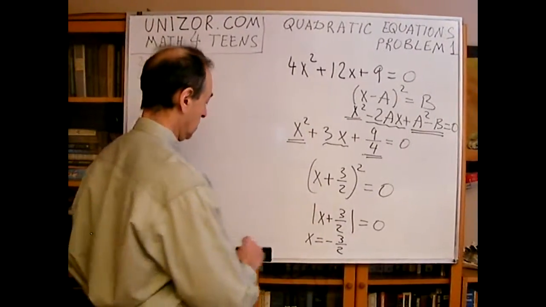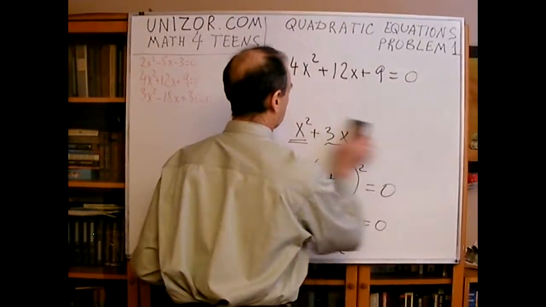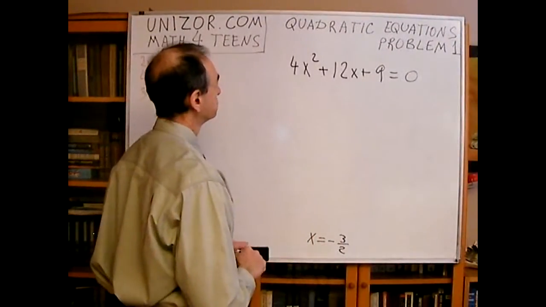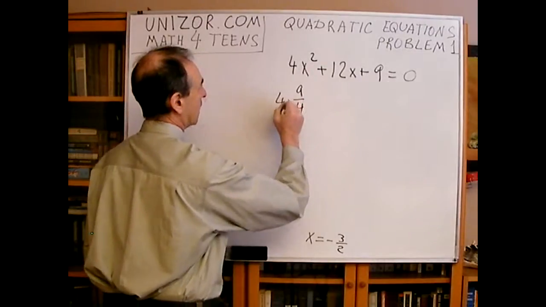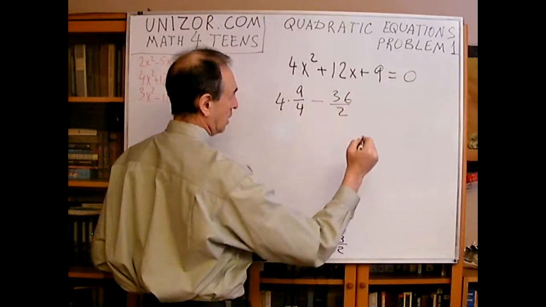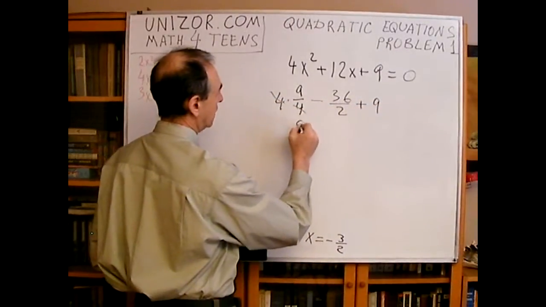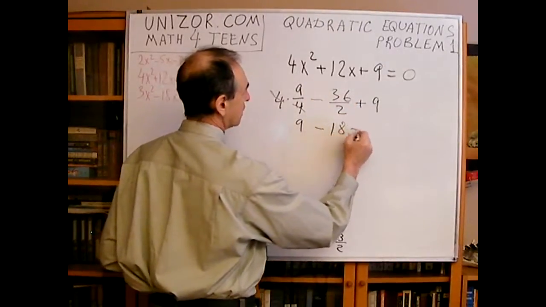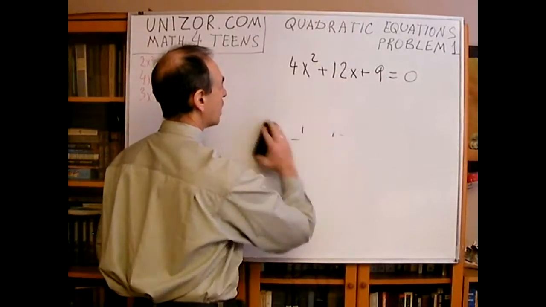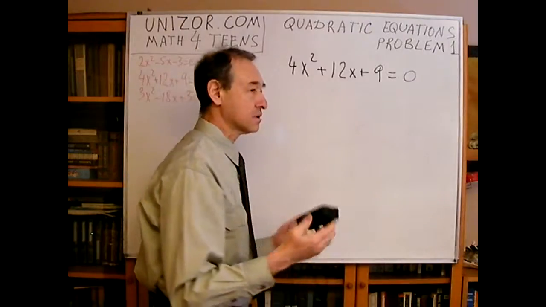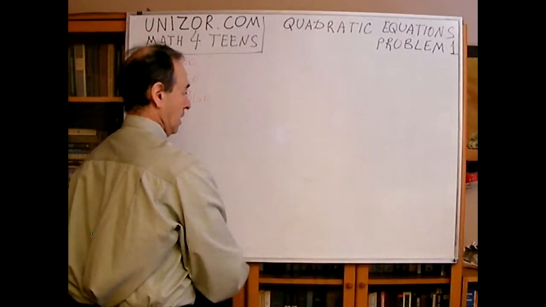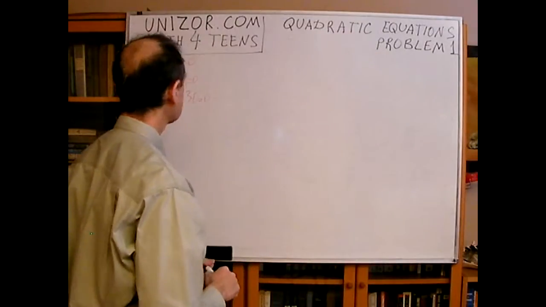Again, let's check it out just in case. 3 over 2 squared will be 9 over 4, times 4, minus 12 times 3 over 2, that's 36 over 2, plus 9. Now this is 9. This is minus 36 over 2, 18, and plus 9, 0. Everything is fine. Okay? So that's an example of an equation which has only one solution. Well, we use the term double solution if you wish, but anyway, it's only one number. Okay, that's example number 3.